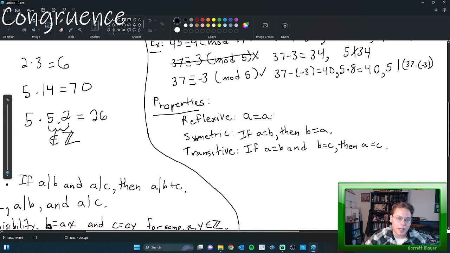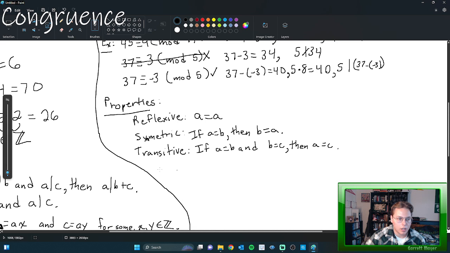Is A congruent to A mod n? If A is congruent to B mod n, is B congruent to A mod n? If A is congruent to B mod n and B is congruent to C mod n, is A congruent to C mod n? Now the answers to these, instead of just taking them for granted, we're going to go through and prove them one by one. So let's start with the reflexivity of congruence.